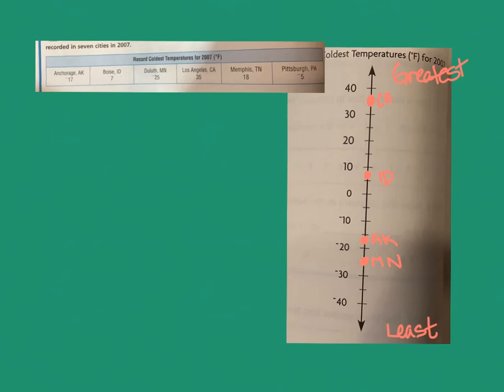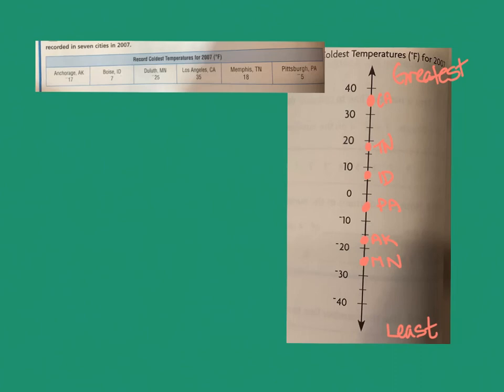Memphis, Tennessee, lowest temperature was 18 degrees. Oopsie, I didn't mean to mark on that. 18 degrees positive. So starting at 0, 10, 15, 16, 17, 18, right around there. Tennessee. And finally, Pittsburgh, Pennsylvania, negative 5 would be right here between the 0 and the negative 10. Negative 5 would be right there. All right, there we are.